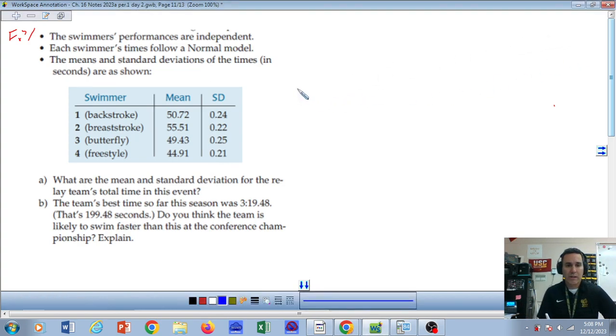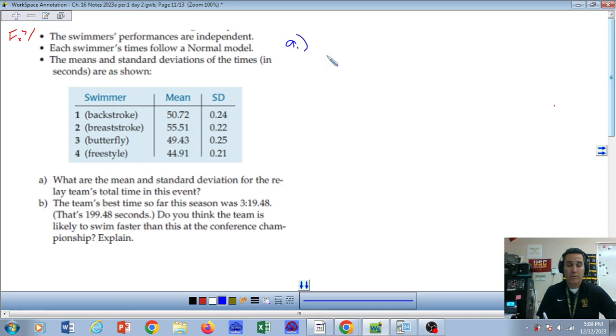So let's see. We're looking at a relay race. This is the medley relay. So that means one person's going to swim each stroke. What are the mean and standard deviation for the relay's total time? If you want to try and do this on your own, stop the video now, pause, go for it. Okay, welcome back. Unpause. Let's see how it went. What are the mean and standard deviation?